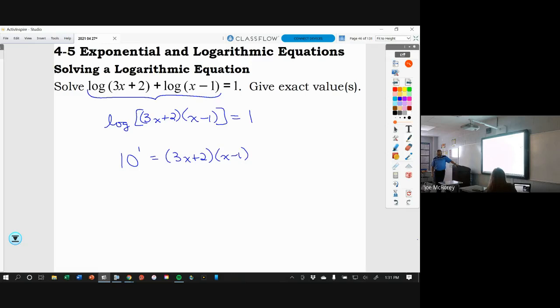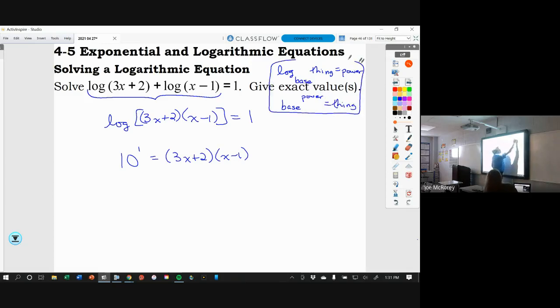Wait, where did the 10 to the 1 come from? Base is 10, power. It came from this: log, base, thing, equals power. If you have that, you could rewrite it as base to the power equals the thing. Okay? So is "the thing" just your terminology? It's my high-tech vocabulary.